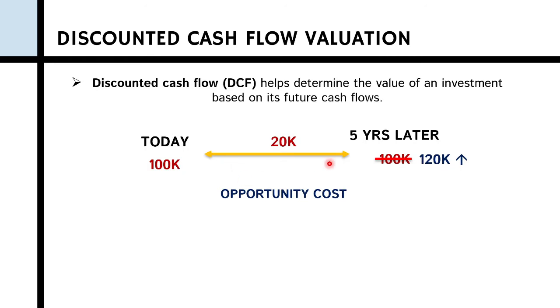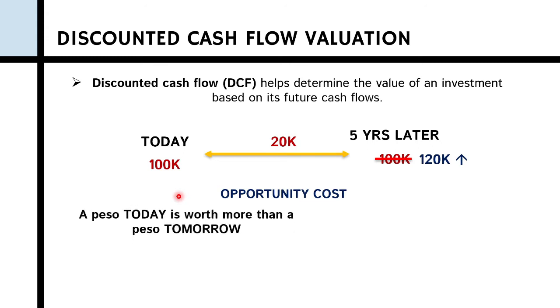So if my friend will just give me 100,000 5 years from now, it is not equivalent dun sa 100,000 ko today, because a peso today is worth more than a peso tomorrow. That is the time value of money. So what my friend is actually offering me is 80k in today's term. This is the core idea of the discounted cash flow valuation.